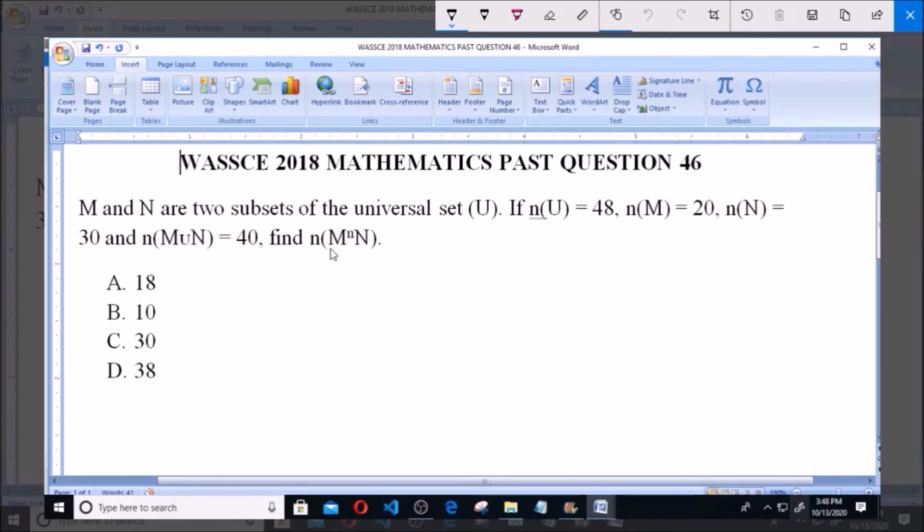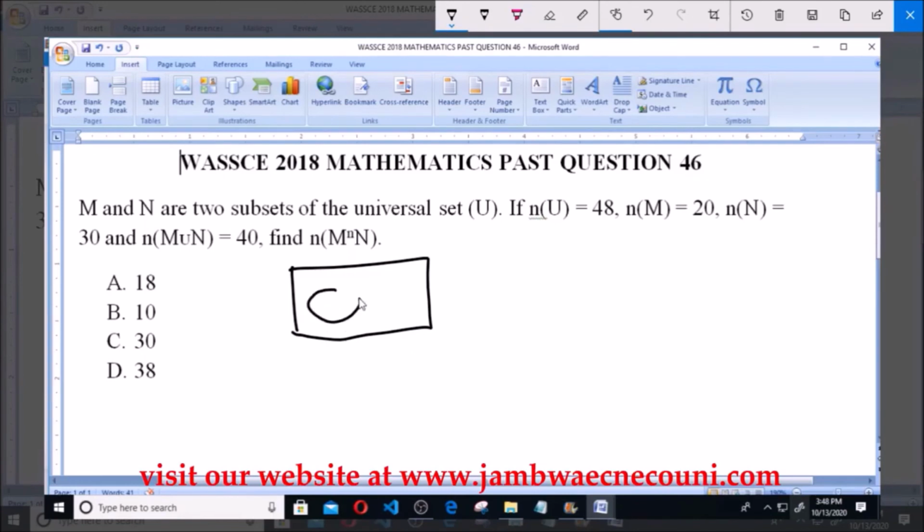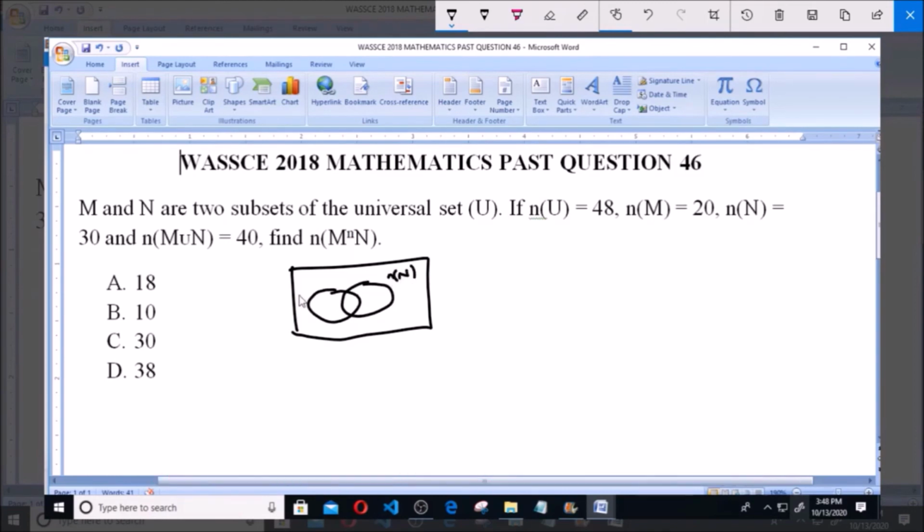So let's express this using the Venn diagram. So we have subset M and subset N. Let's call this subset N, and this is subset M, and this is equal to 20, while this is equal to 30. Now the universal set U is equal to 48. Now this is M intersects N. This X is where they intersect, where subset M intersects with subset N.